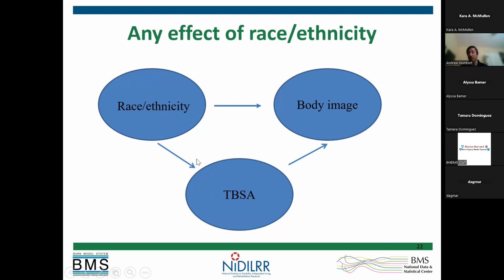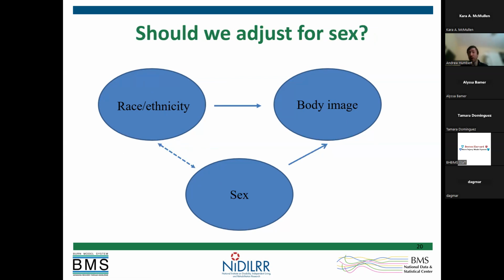So essentially, if there is no relationship between sex and race and ethnicity, we could still include it as a controlling variable in our model. But if this association is non-existent, it's no longer a confounder. We'd consider it more of a precision variable, which improves the accuracy of our model, but doesn't change the actual estimate of the relationship between race, ethnicity, and body image. So a confounder is always a variable we want to control for, but there are other types of controlling variables that we need to account for.